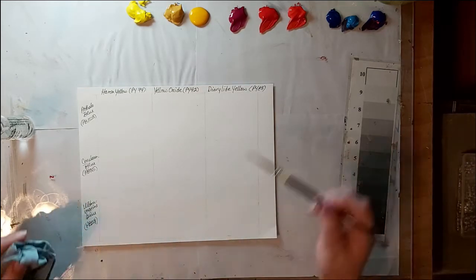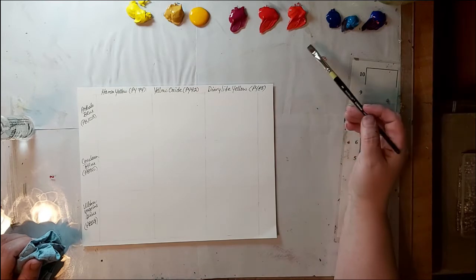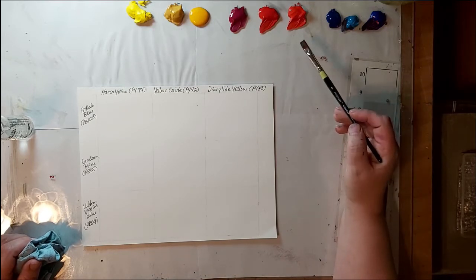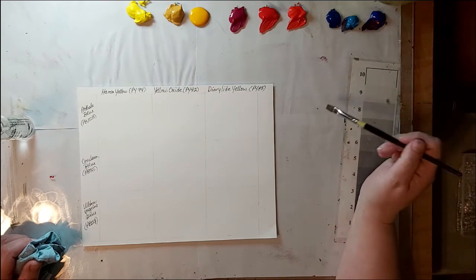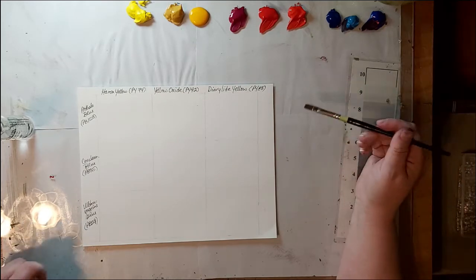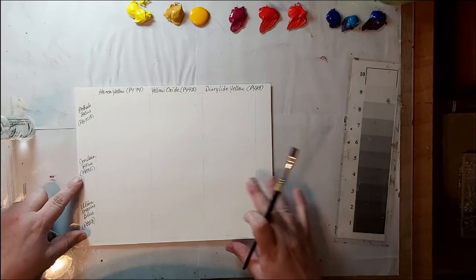If you have some red sitting out on your palette, well, the complement of red is green. So let's say you're trying to paint with some nice green on your palette, and you get into that red, you're going to be muddying it. So this is why it's important to know.